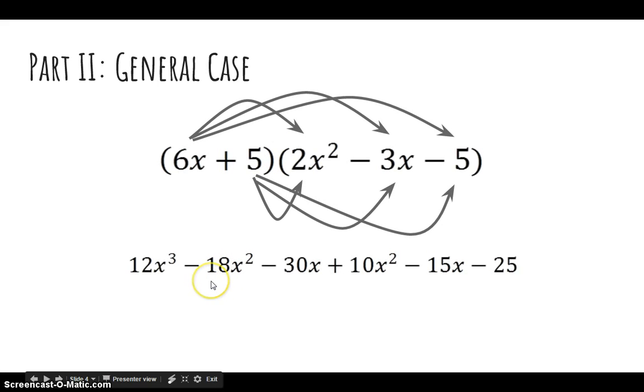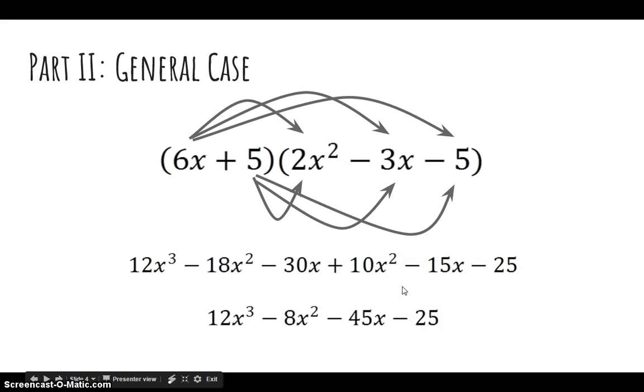Once we get to this point, we do like we just did before and combine like terms. So you'll notice we have a negative 18x squared and a 10x squared. Those will get combined, as will negative 30x and negative 15x. Those will get combined. There's only one x cubed, so it stays the same. There's only one constant, so it stays the same. And ultimately we end up with this. The 12x cubed stays. Negative 18x squared plus 10x squared is negative 8x squared. Negative 30x minus 15x is negative 45x, and then negative 25 stays as it is.